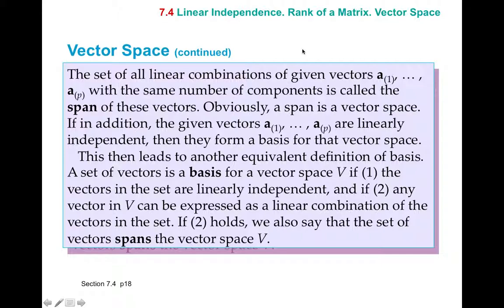Now the set of all linear combinations of given vectors with the same number of components is called the span of the vectors. A span is a vector space. And if the given vectors are linearly independent, they form a basis for the vector space. So basically, a set of vectors is a basis for a vector space V if, first of all, the vectors in the set are linearly independent, and secondly, any vector in V can be expressed as a linear combination of the vectors in the set. So the set of vectors spans the vector space V.